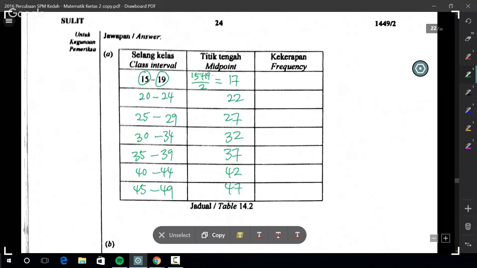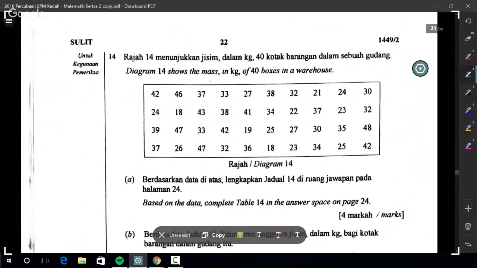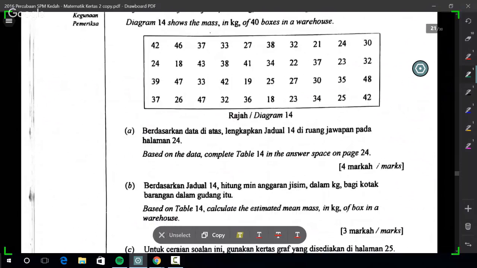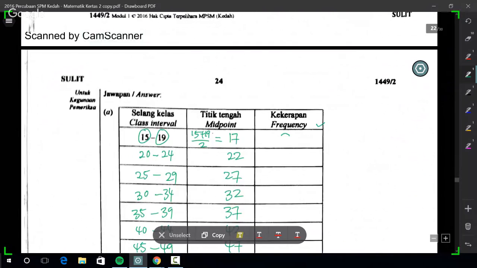Then this is frequency. For frequency you have to calculate from 15 to 19. This is a lot of work for us to do. First, 15 to 19. Let's see how many we have. We have 1, 2, 3. Hope I don't miss anything. Yeah, we have 3 only. So I write 3 here.